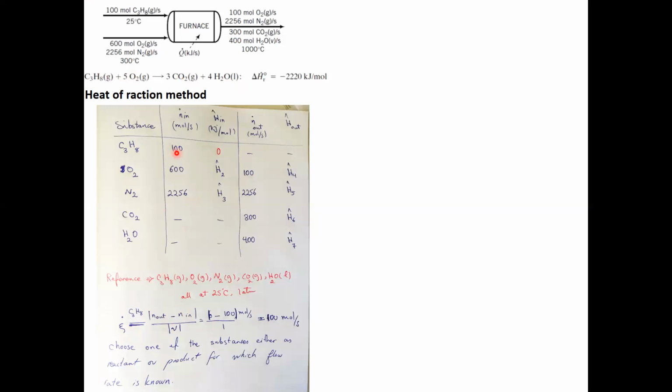right? Divided by how much is the stoichiometric coefficient? 1, right? So it is 100. Okay, if you want to select oxygen, no issue. You have to mention 100 minus 500, means 500, divided by the stoichiometric coefficient of oxygen, which is 5. 500 divided by 5 is again 100.